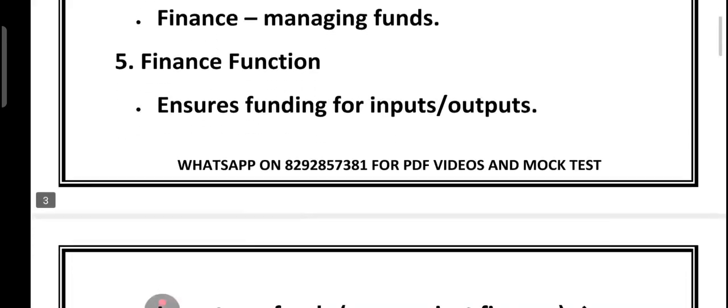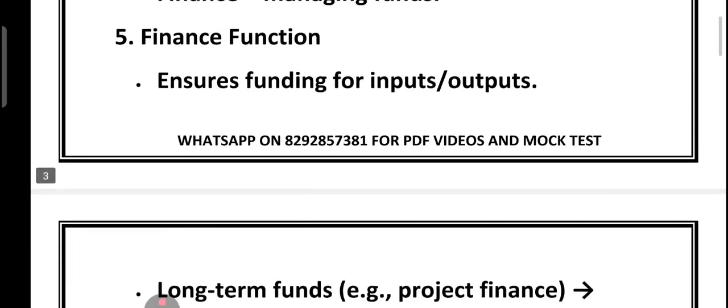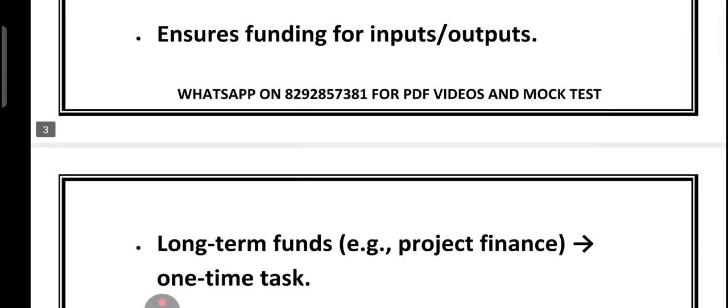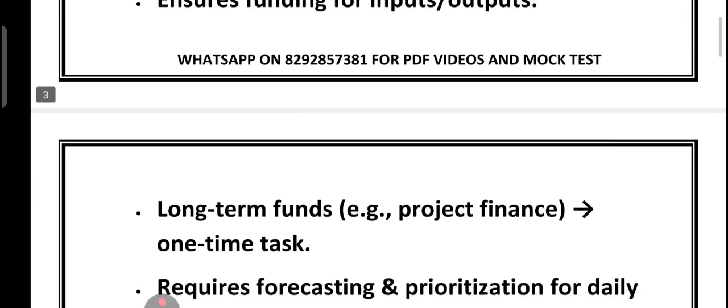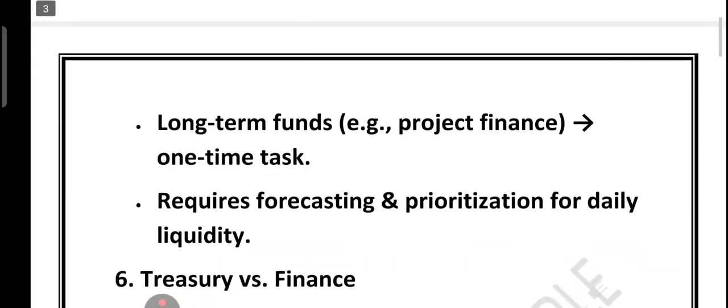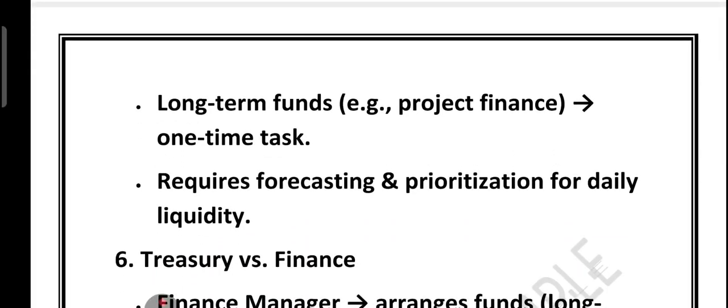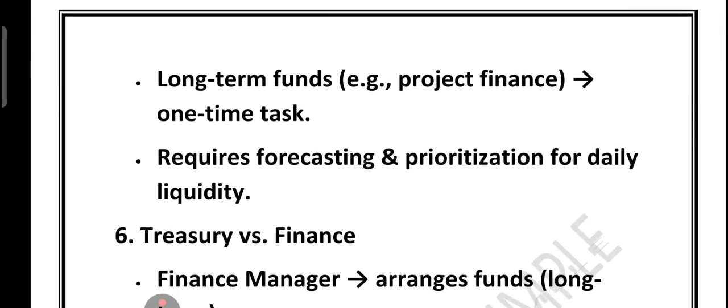Now if you look at the function of finance, the finance function ensures that there is enough money available for all business activity. Now it looks after the long term fund. What is a long term fund? For example, you take the case of funds needed for a project or a business expansion. That is a long term fund. So the finance operation looks after the long term fund.